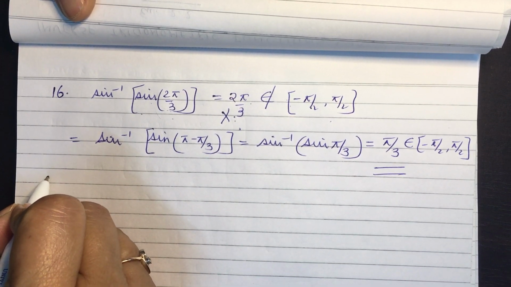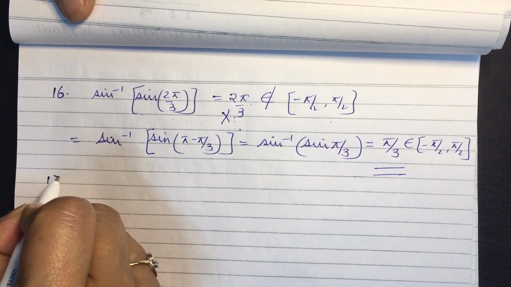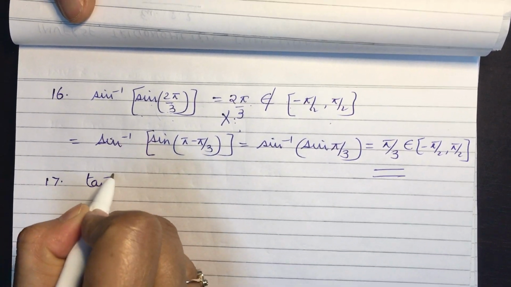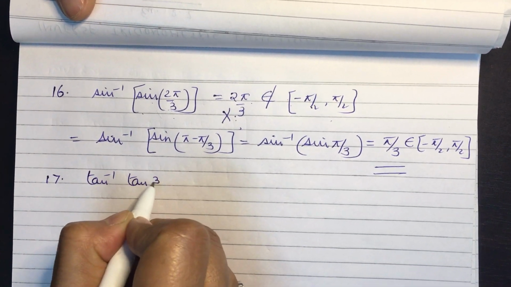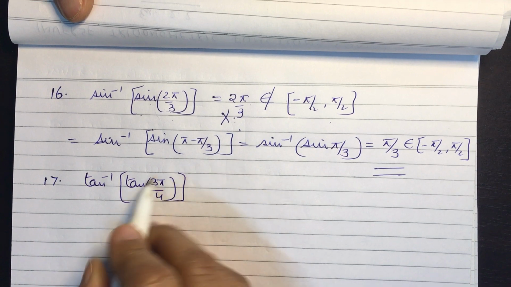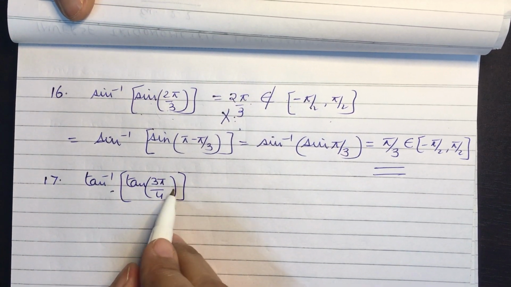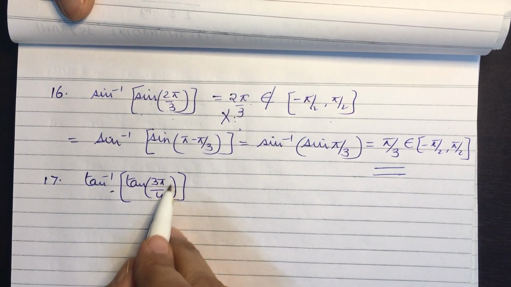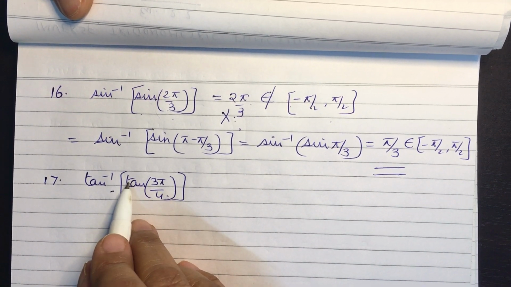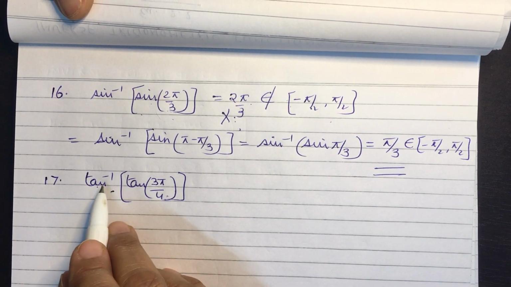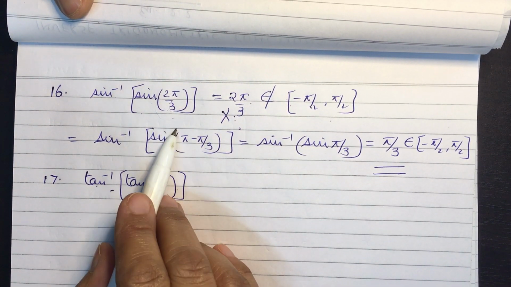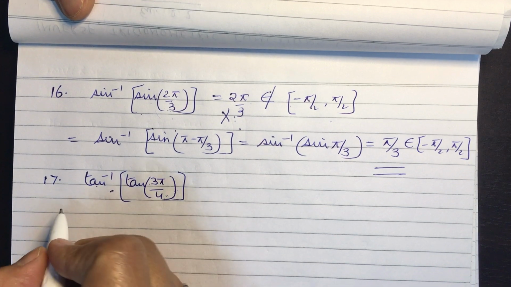Now on the same lines we do question number 17, that is tan inverse tan of 3 pi by 4. Obviously the first instinct is that we will write it as 3 pi by 4, but this does not belong to the principal range of tan inverse, which is the first and fourth quadrant. And so again in the same manner we need to simplify it.